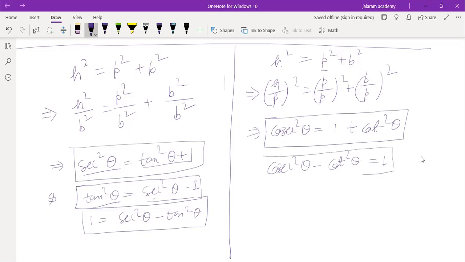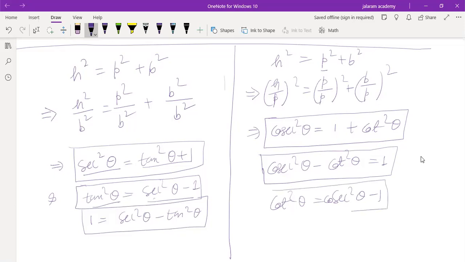So this is also used many times to solve the trigonometrical identities. And the last is cot square theta equals cosec square theta minus 1. Okay.